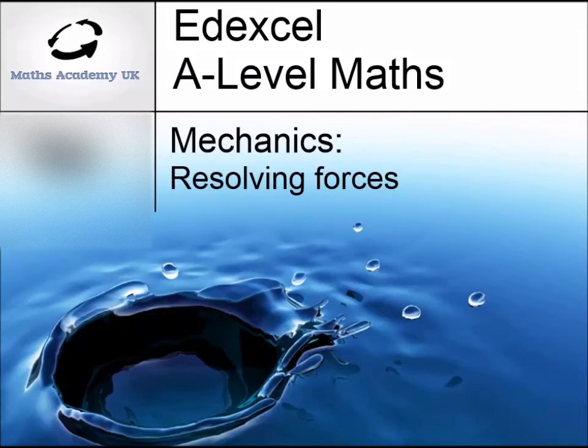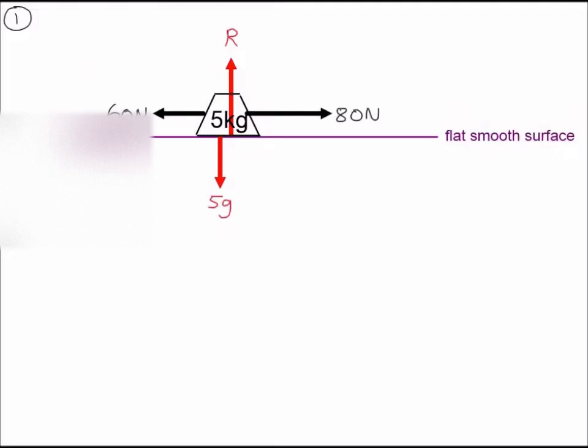Resolving forces. Example 1. So we have a block that weighs 5 kilograms, which is on a flat smooth surface. It's smooth, so frictional forces don't count, and all of the forces are either horizontal or vertical, which makes problem solving much easier.